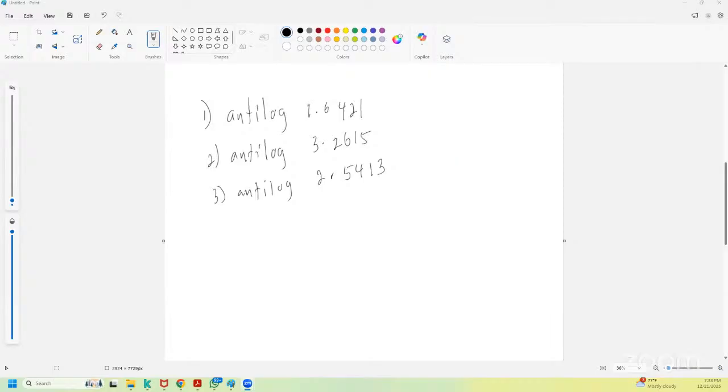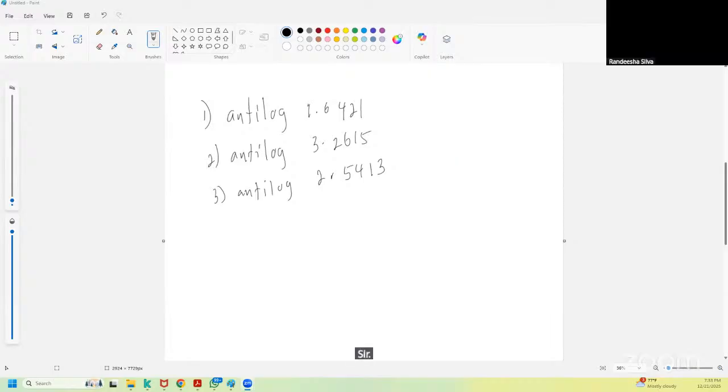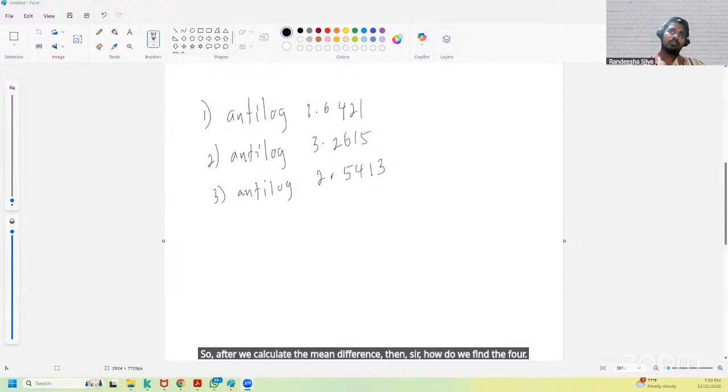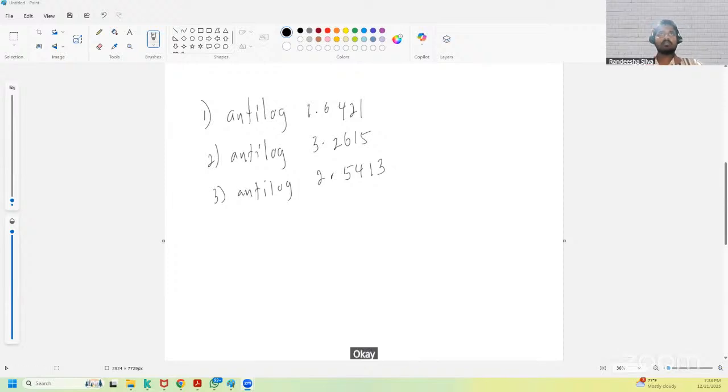Yeah, Kenul. Sir, after we calculate the mean difference, how do we find the fourth number? Okay, so think about this. You are talking about the first one, right? Yes, sir. Okay, so I'll discuss from here for the first one. So here it's 6, 4, 2, 1.